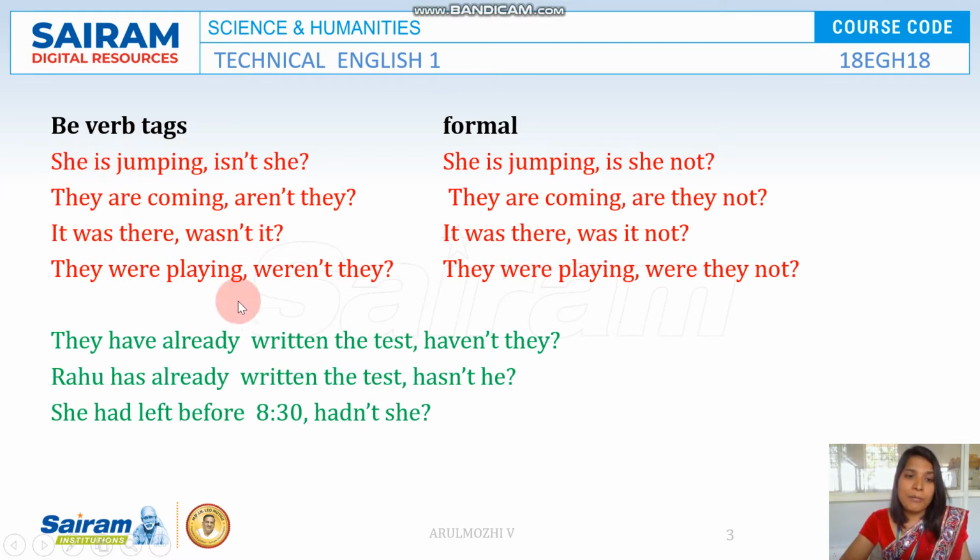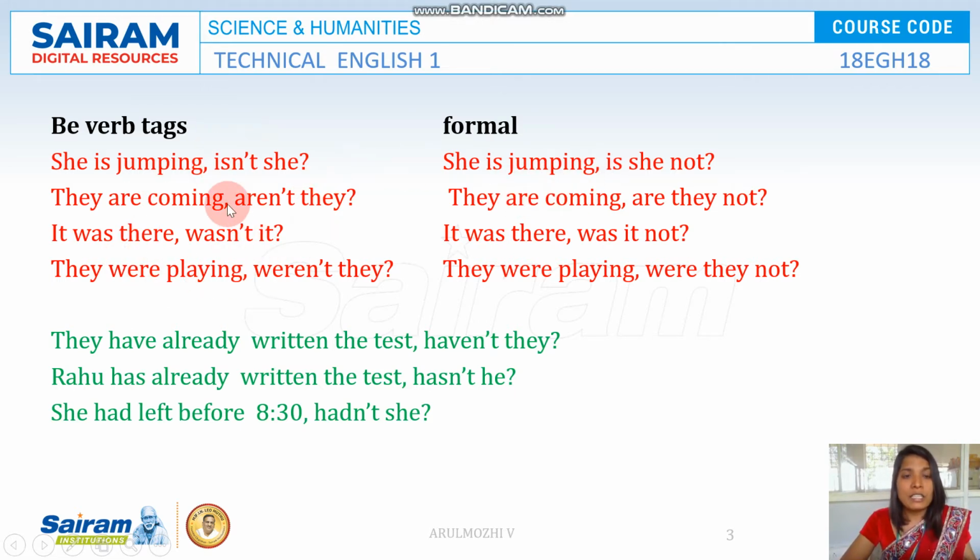Now check out some of the examples given here. "She is jumping, isn't she?" "They are coming, aren't they?" Positive statement, negative tag. "It was there, wasn't it?" "They were playing, weren't they?" And look at the next set of examples given here.